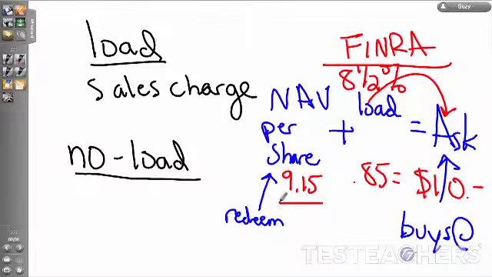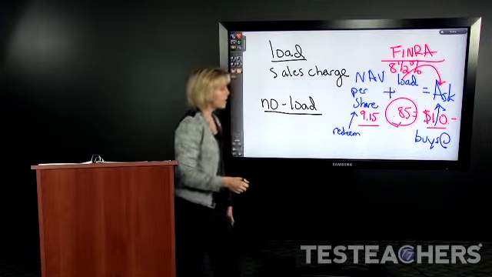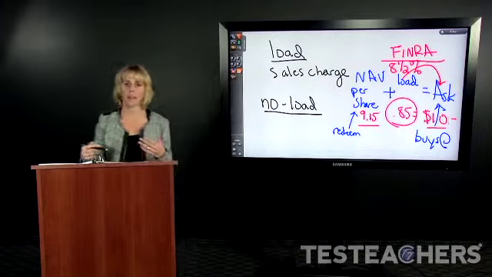So the underwriter buys the share at $9.15 and then sells the share to the investor at $10, making this load, this spread, this commission. The 85 cents goes to pay the sales charge, and it also covers advertising expenses associated with the fund. So the maximum sales charge allowed under FINRA rules is 8.5% of the ask. So the ask price already includes the sales charge.